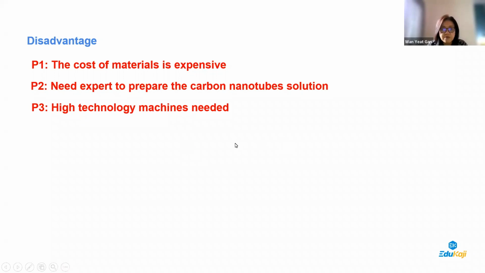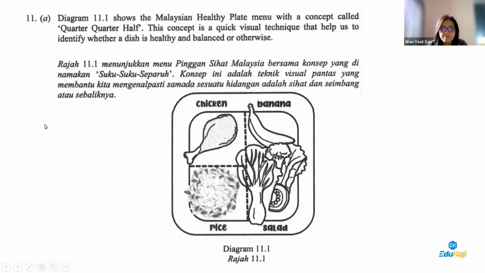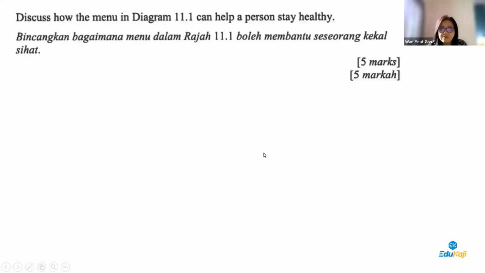Let's look at the next question, question 11. Diagram 11.1 shows the Malaysian healthy plate menu with a concept called quarter, quarter, half. This concept is a quick visual technique that helps us to identify whether a dish is healthy and balanced or otherwise. So you can see that the plate is filled up with quarter chicken, which is the protein, quarter rice, which is the carbohydrate, half is filled up with fruits and vegetables. Discuss how the menu can help a person stay healthy. How can the intake of quarter, quarter, half make a person remain healthy?